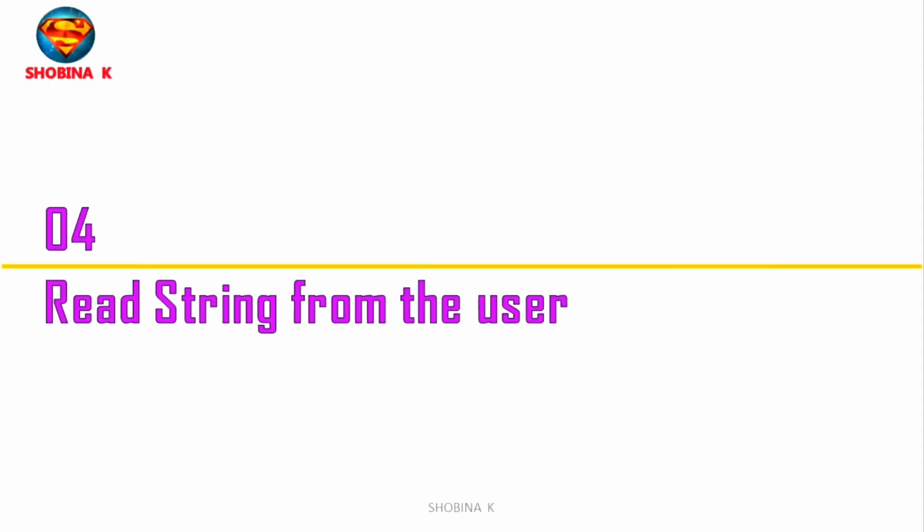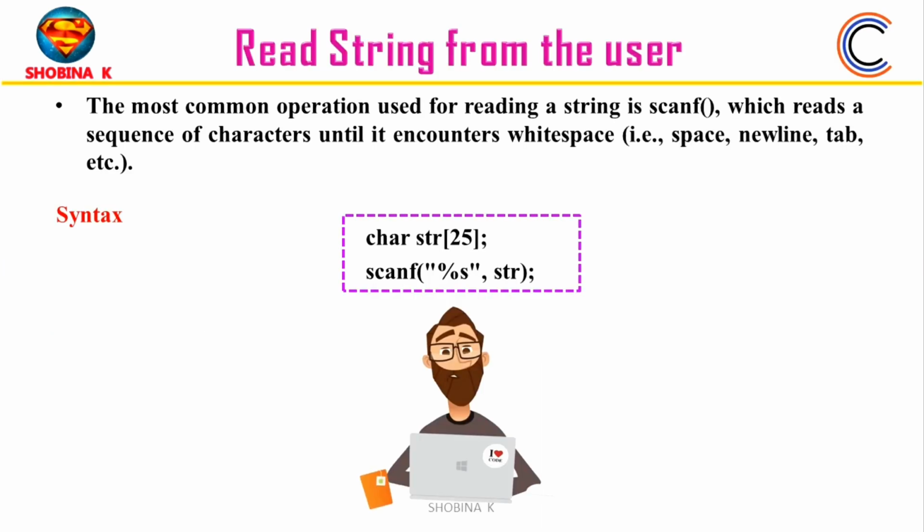Now let's understand how to read a string from the user. To read a string from the user in C, you can use the scanf function, and it is the most common operation used for reading a string. It reads a sequence of characters until it encounters white space. In the given snippet, I have declared an array of characters named str with a size of 25. The next line, scanf, reads the string from standard input and stores it in the array str. %s is the format specifier, which stops reading the input when it encounters white space, so it will only read the characters until the first white space character.